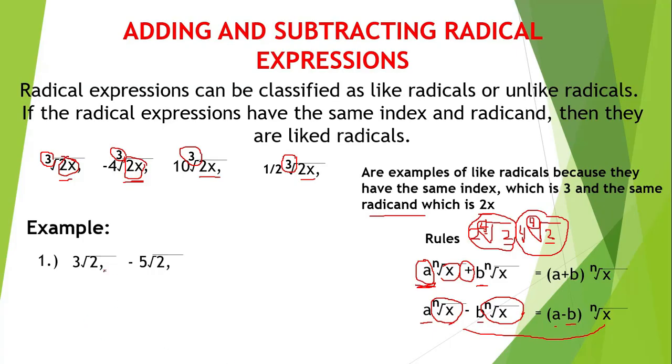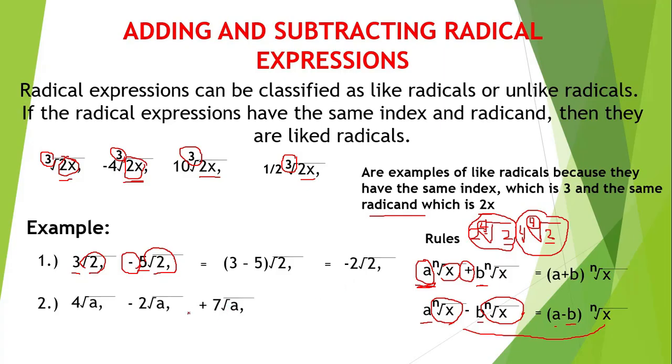Example, 3 square root of 2 and negative 5 square root of 2. So meaning to say, 3 square root of 2 minus 5 square root of 2. So we just have to combine the real integer. Since the operation is negative, then i-subtract natin to: 3 minus 5, then the square root of 2. So we just have to copy this one since magkapareho lang sila. Then the answer is negative 2 square root of 2.